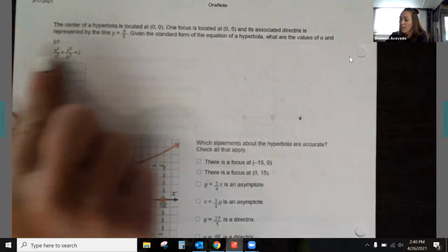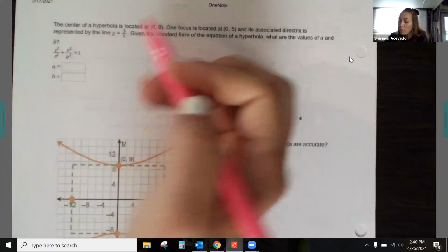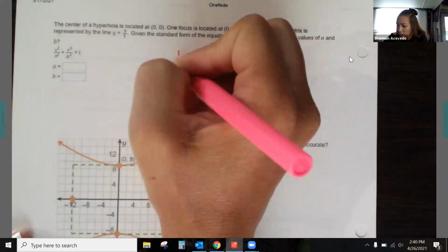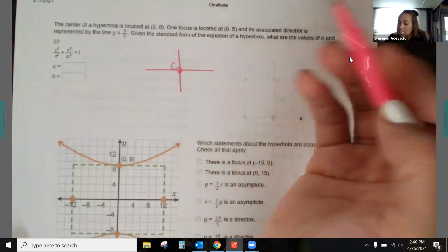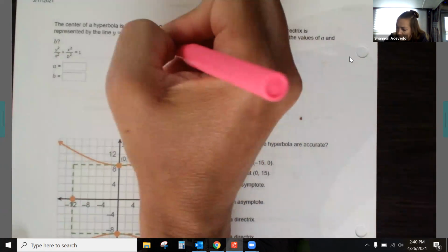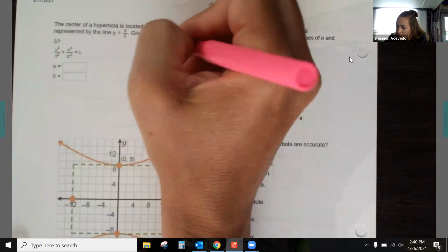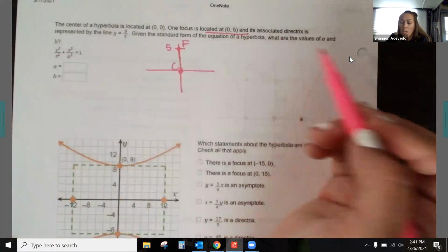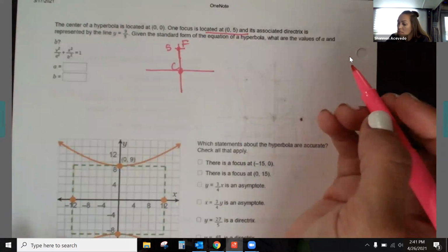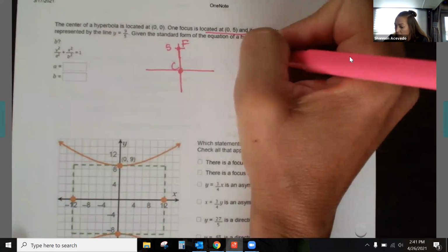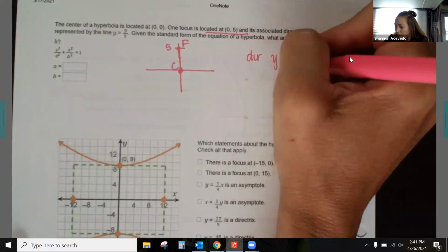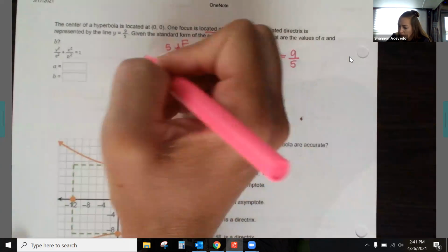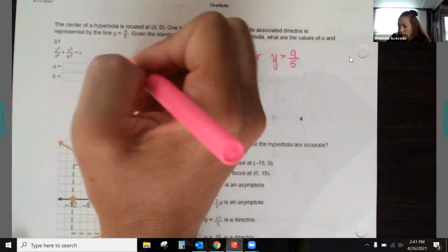So here, again, the center of my hyperbola is located at the origin. So my center is here at 0, 0. One focus is at 0, 5. So I have a focus here at 0, 5. And its associated directrix is represented by the line y equals 9/5. So I have a directrix at y equals 9/5. That's going to be slightly under a value of 2. So let's say if this is 2, my directrix would be somewhere right here.